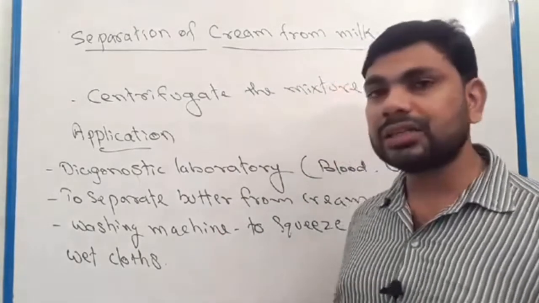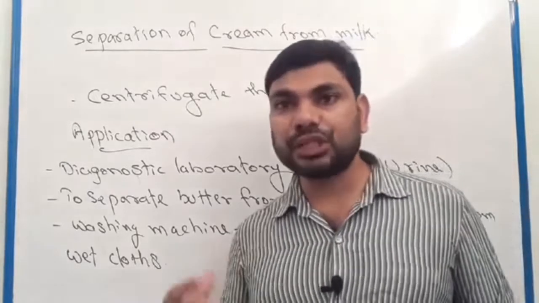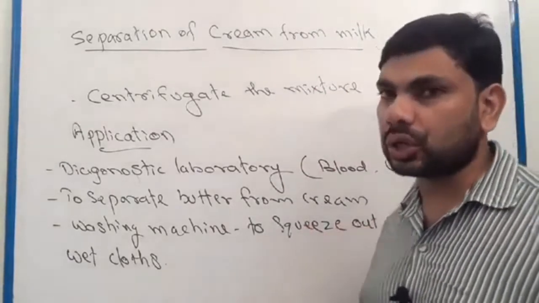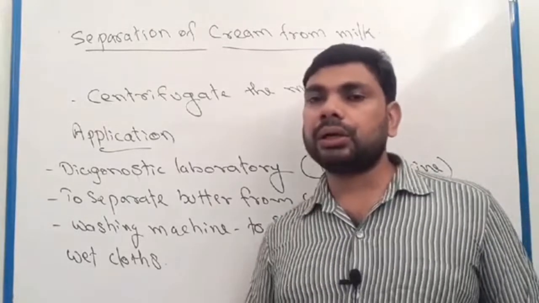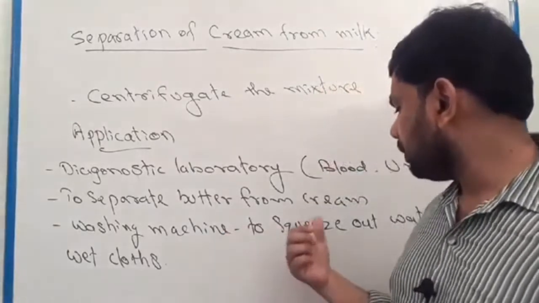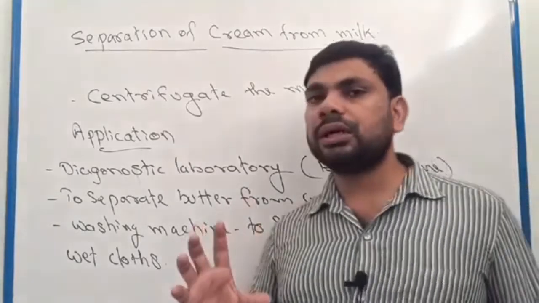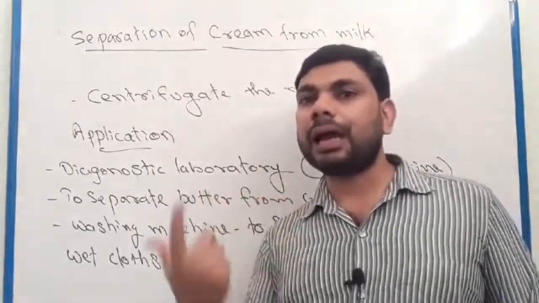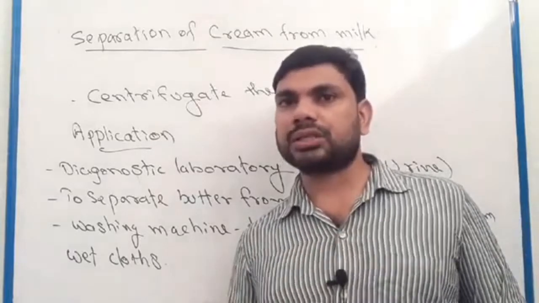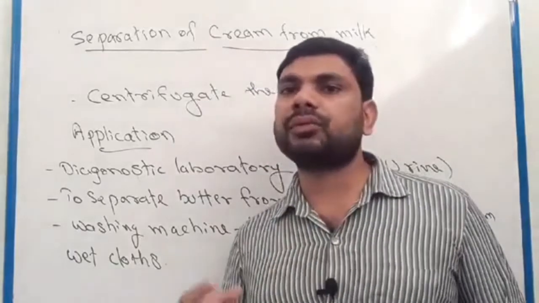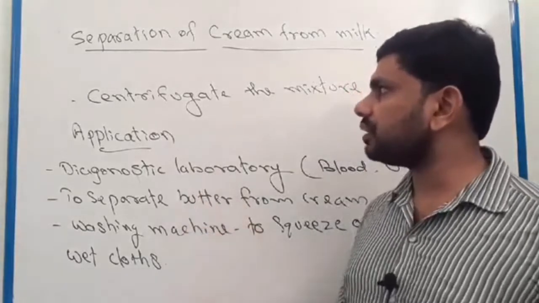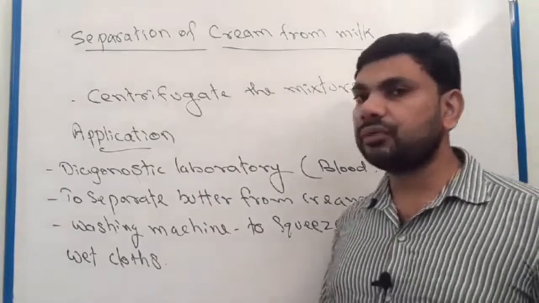Another one: this method is also used in a washing machine to squeeze out water from wet cloth. To dry cloth in a washing machine, we use this method. The cloth spins rapidly, so it helps to drain the cloth and squeeze out water from it. So these are the different applications of centrifugation.